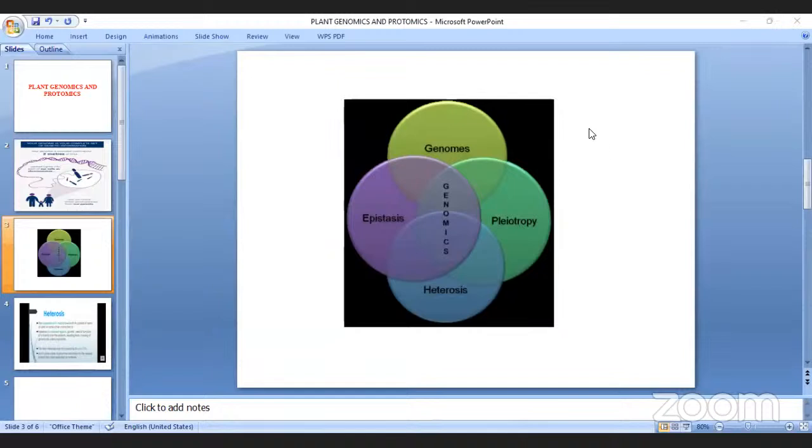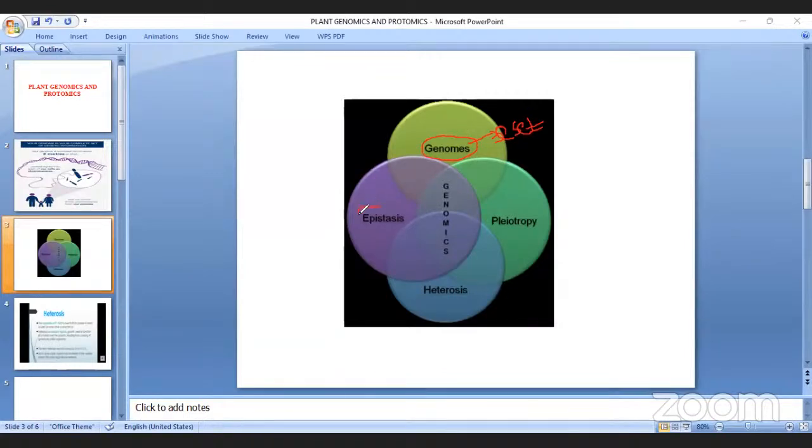Yes, sir. In genomics, clearly we have to discuss the genome. Already we discussed the genome: the entire set of genes. The genome's definition is clear. So the genome is a part of genomics.